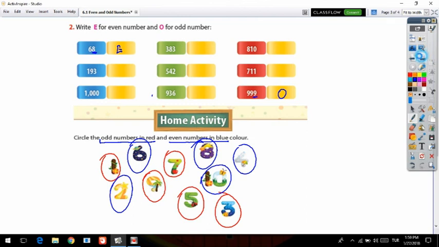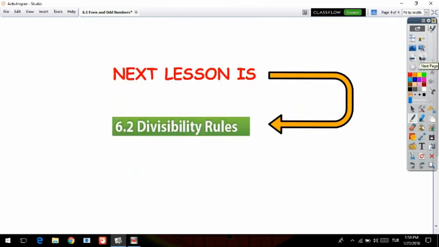Okay, now let's continue. We have finished. As you can see, it's very easy to understand 6.1, that is even and odd numbers.